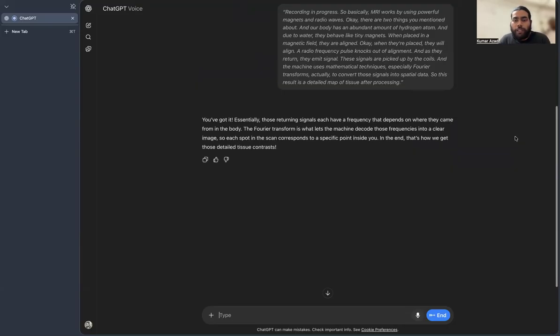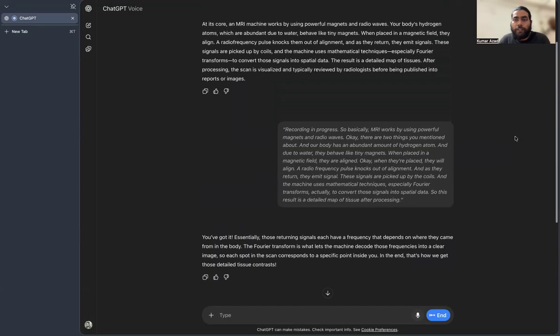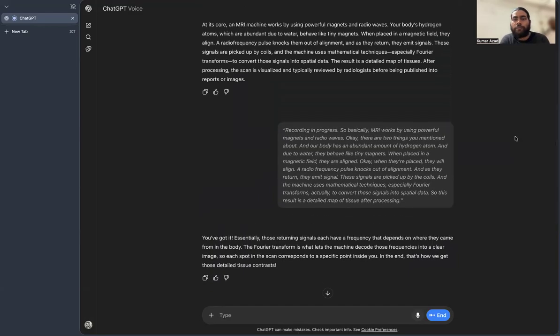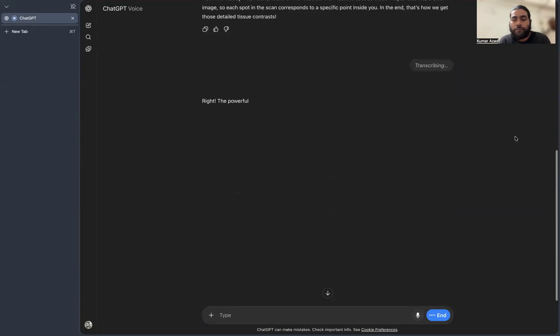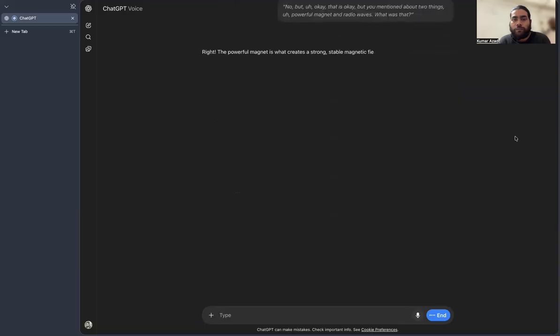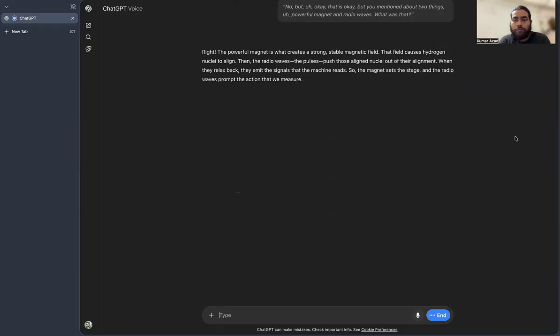Okay, but you mentioned two things, powerful magnet and radio waves. What was that? Right, the powerful magnet is what creates a strong, stable magnetic field. That field causes hydrogen nuclei to align. Then the radio waves, the pulses, push those aligned nuclei out of their alignment. When they relax back, they emit the signals that the machine reads. So the magnet sets the stage, and the radio waves prompt the action that we measure.